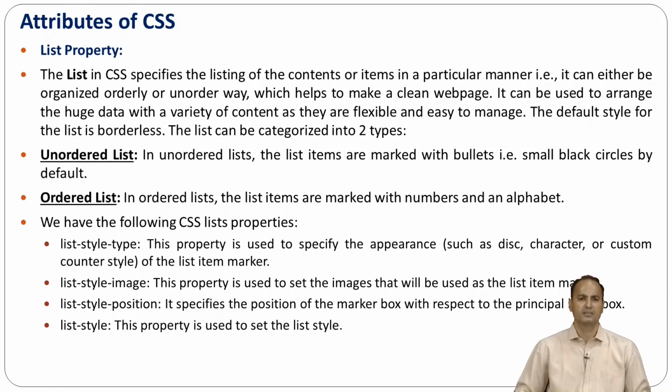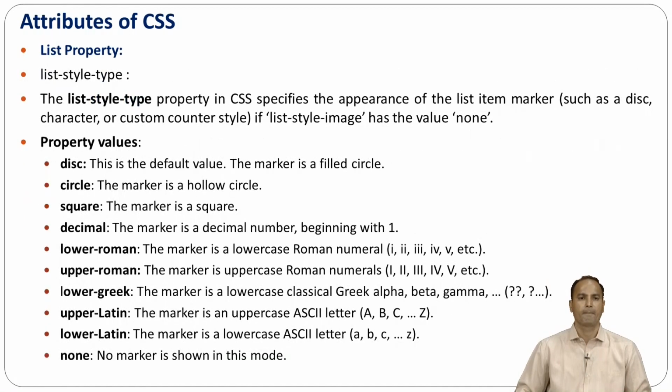Ordered list, the list items are marked with numbers and alphabets. We have the following CSS list properties. List style type, in which we can provide disk, character or custom counter style. The list style image. This property is used to set the image that will be used as the list item. List item position. It specifies the position of the marker box with respect to the principal content box. List style. This property is used to set the list style.